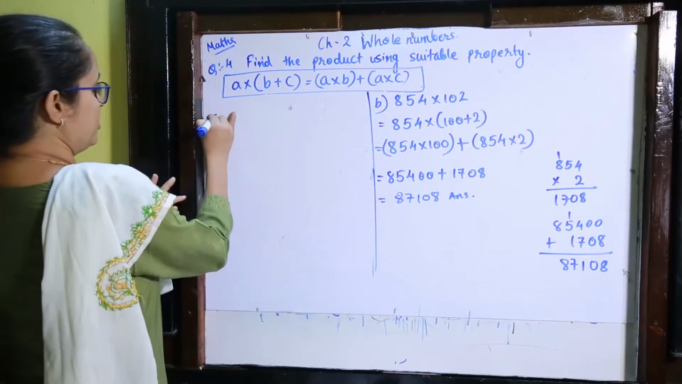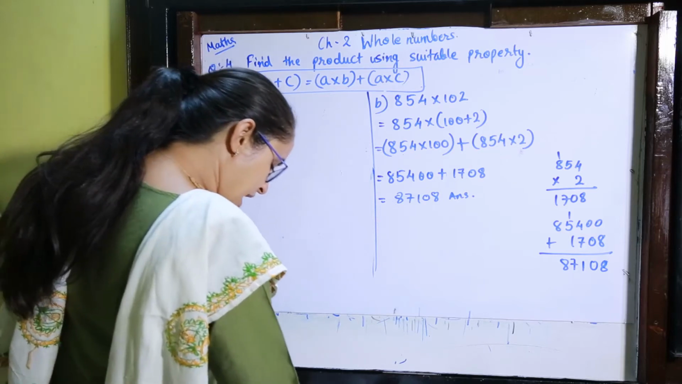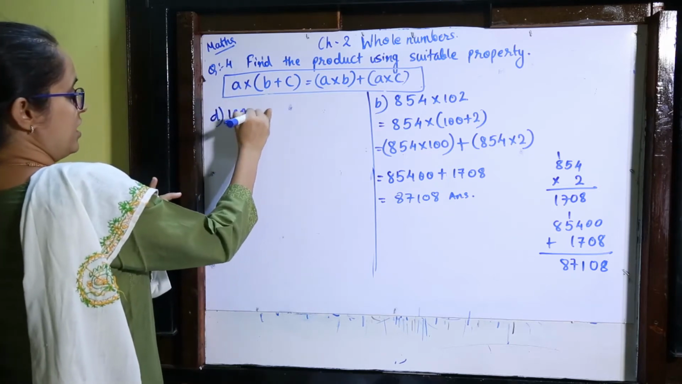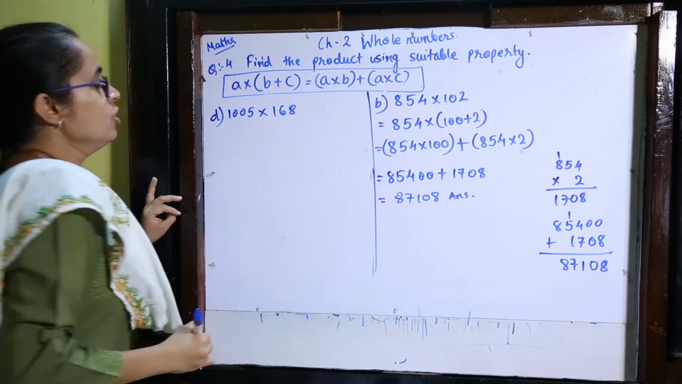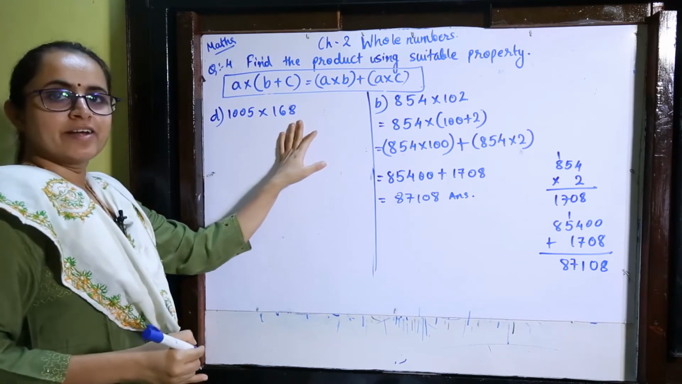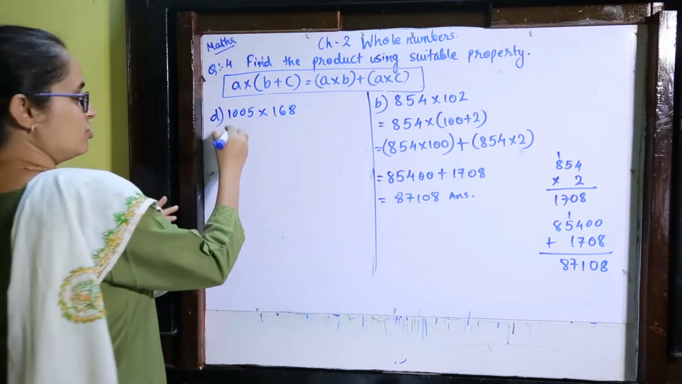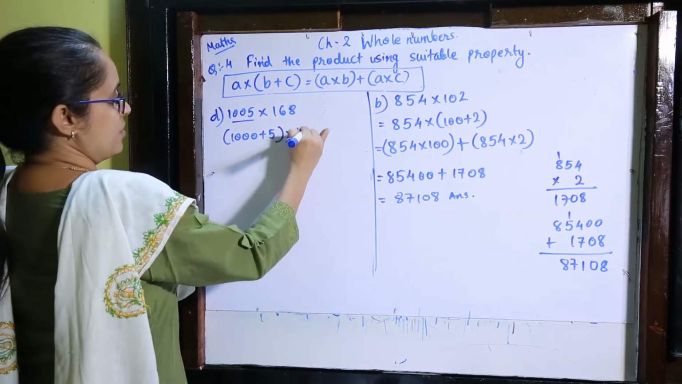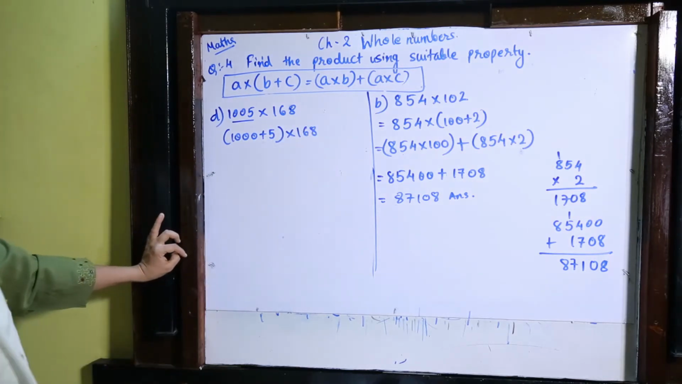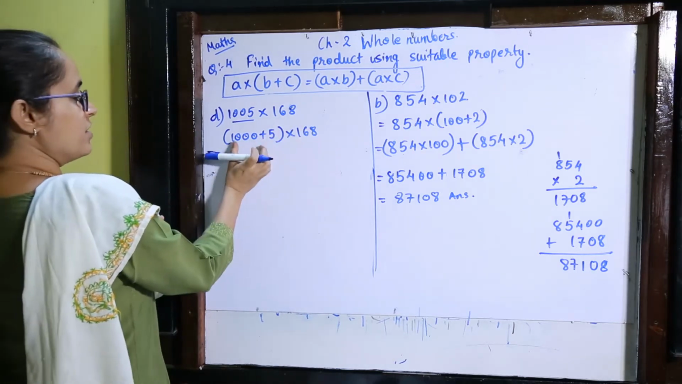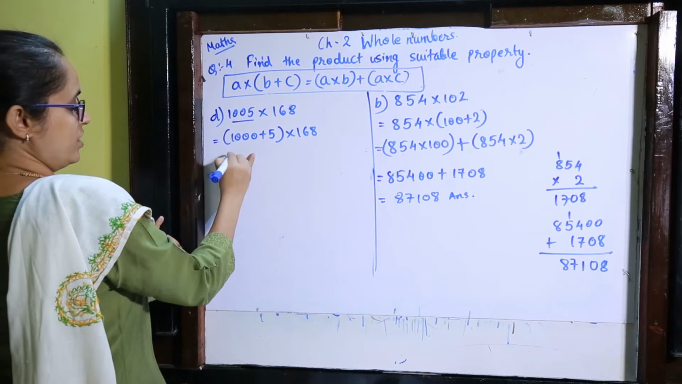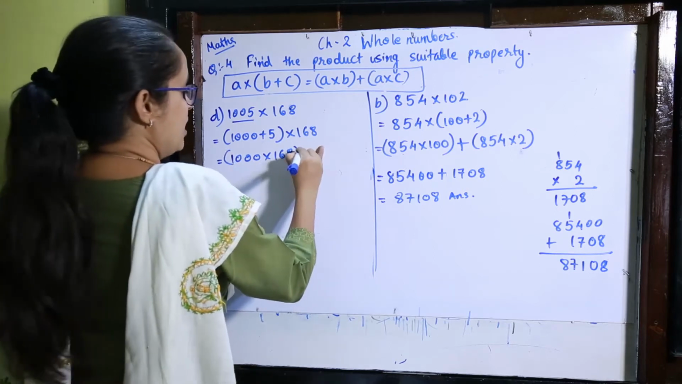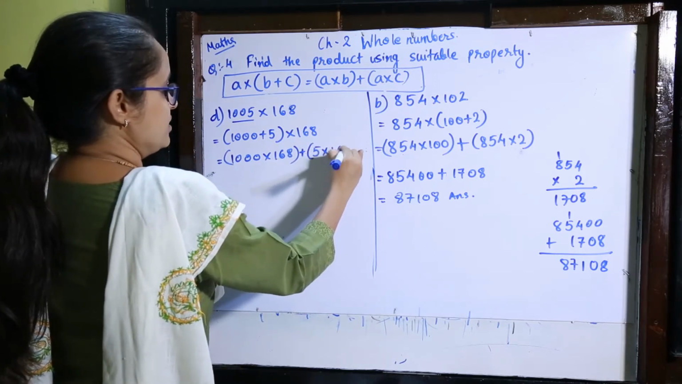D I am doing for you here. It is 1005 multiplied by 168. You will think, teacher, how do we expand 168? No, you have to expand this number. So if you are expanding this number, it is 1000 plus 5 multiplied by 168. Now this one is A, and this is B plus C. So it is like this, 1000 multiplied by 168 plus 5 multiplied by 168.